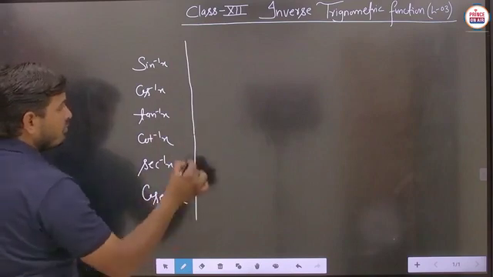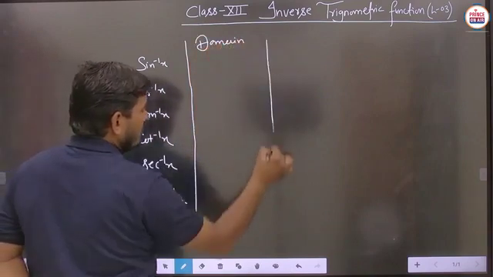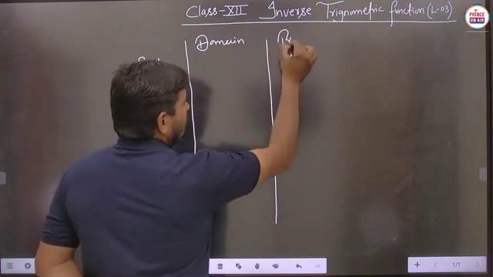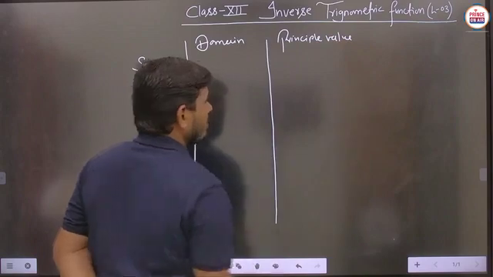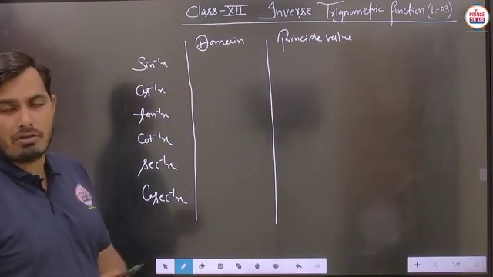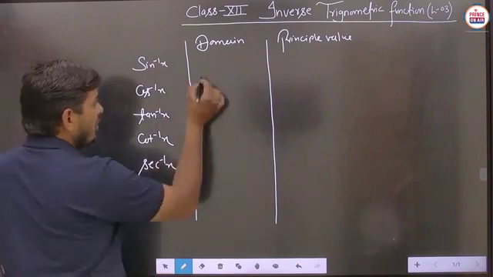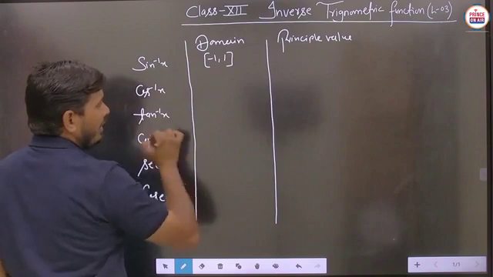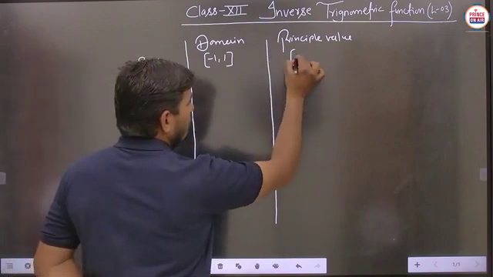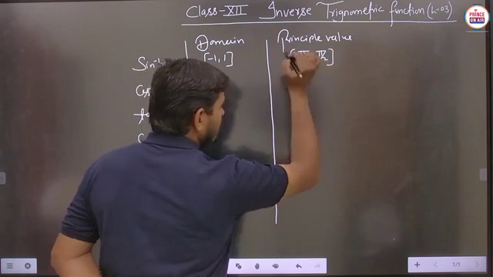Students, we have to see the domain as well as the principal value of each and every function. The principal value is very important with regard to the various properties of these functions, and we will use this concept. So for sine inverse x, what is the domain? The domain is -1 to +1, and the principal value is taken from -π/2 to +π/2. Is it clear?